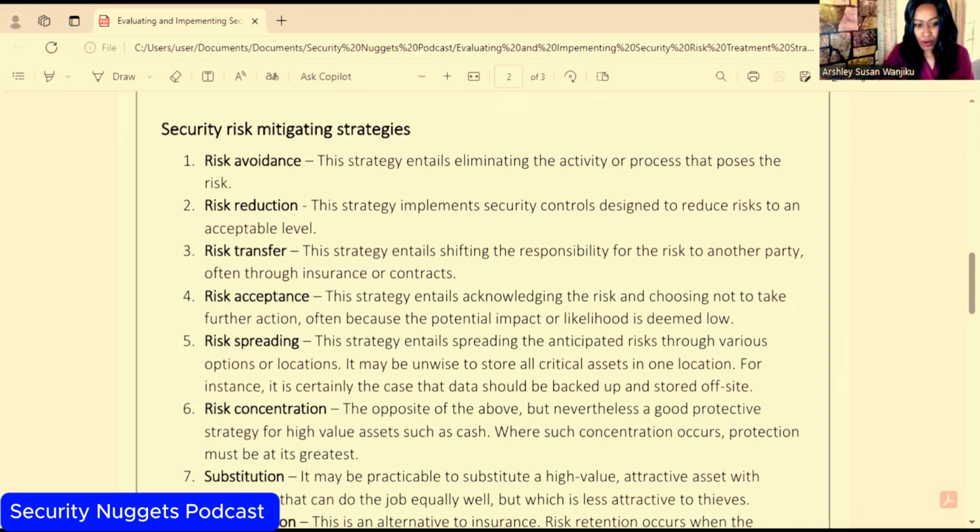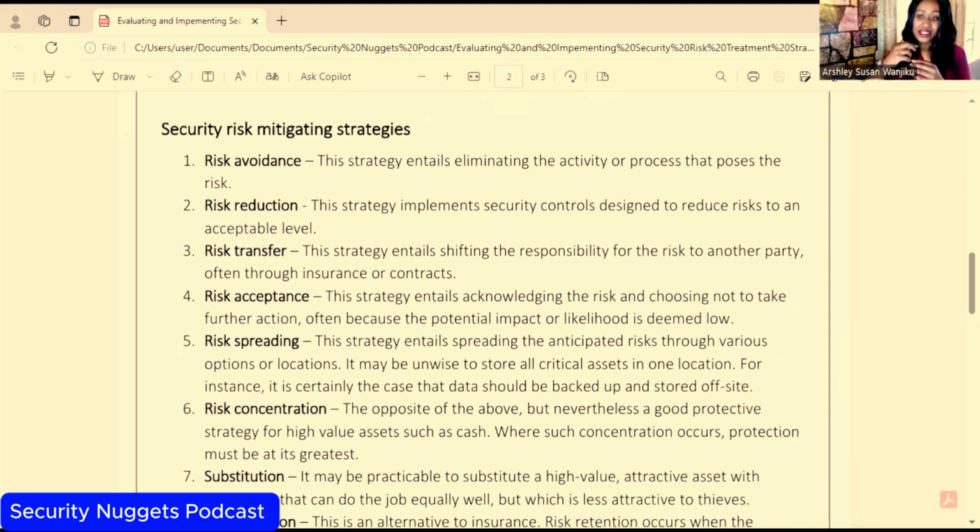And the other one, strategy number 6, is risk concentration. It is the opposite of risk spreading, okay? In risk concentration, what we are doing here is, instead of spreading assets in different locales, we are actually concentrating those assets in one location, okay? So we are concentrating those assets within one location, risk concentration.